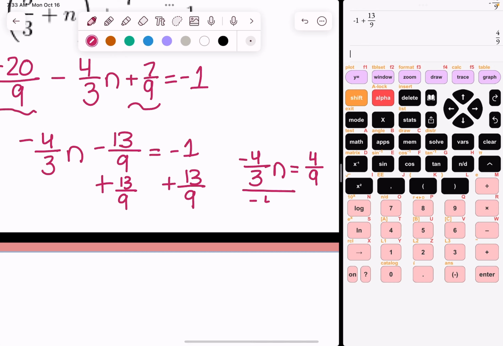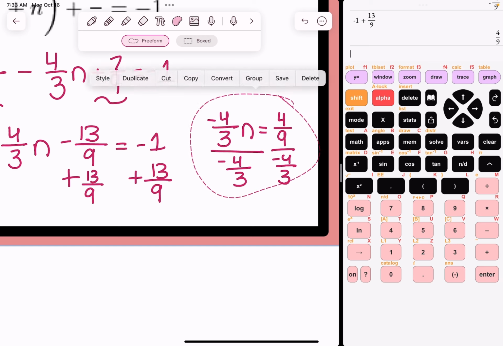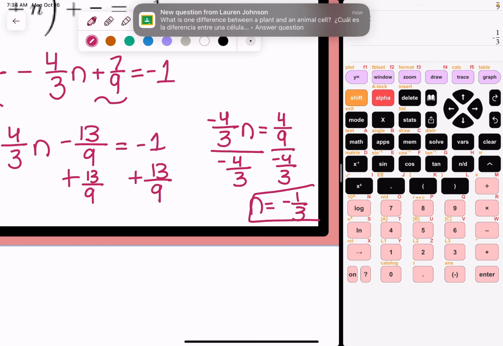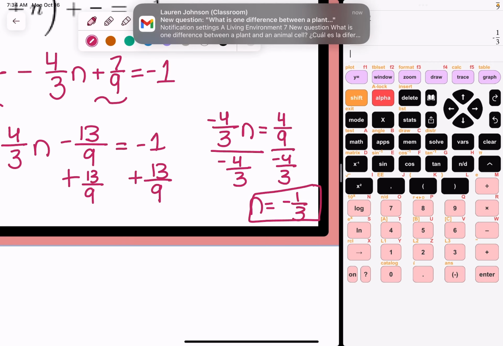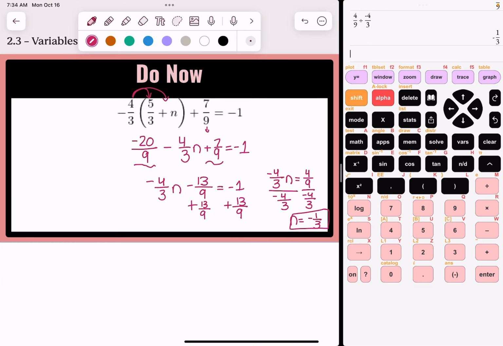Now divide each side by negative 4 over 3, and we get n equals 4 over 9 divided by negative 4 over 3, we get negative 1 over 3 as our final answer. Alrighty, let's get into today's lesson.